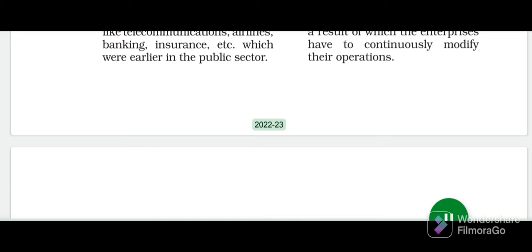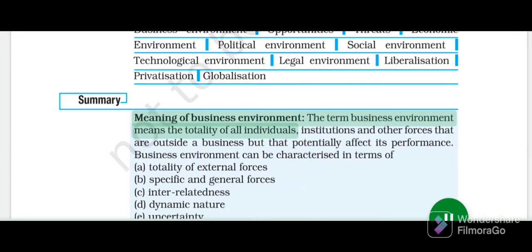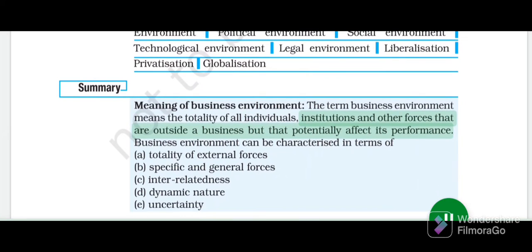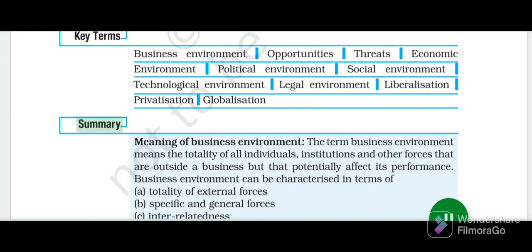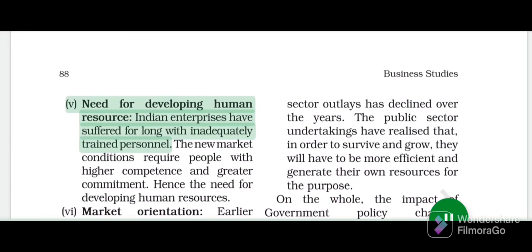2022-23 Business Studies. Meaning of business environment. The term business environment means the totality of all individuals, institutions and other forces that are outside a business but that potentially affect its performance. Business environment can be characterized in terms of: a. totality of external forces, b. specific and general forces, c. interrelatedness, d. dynamic nature, e. uncertainty. Summary. Weak need for developing human resource.